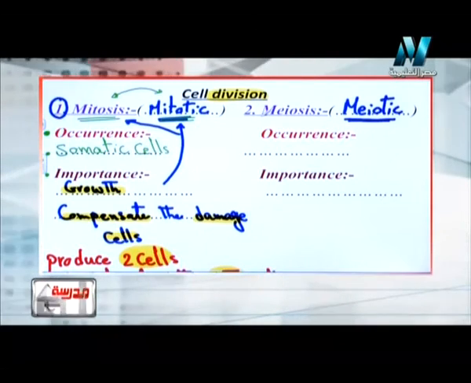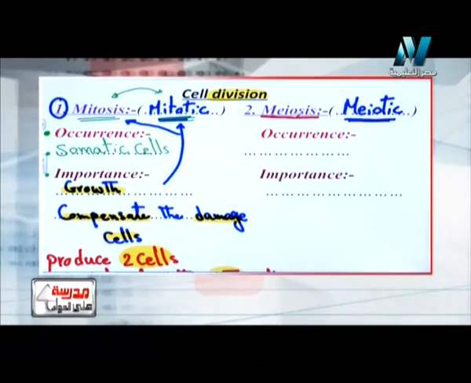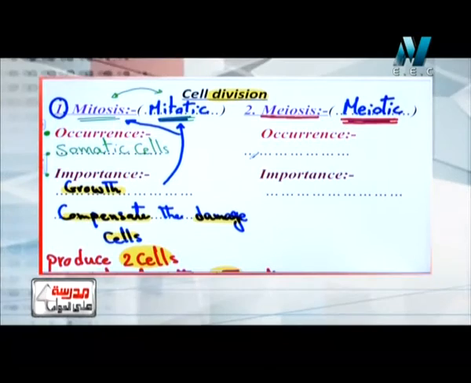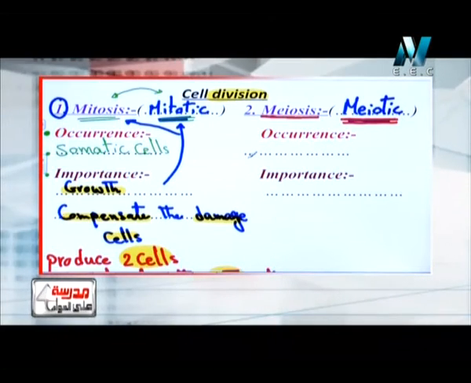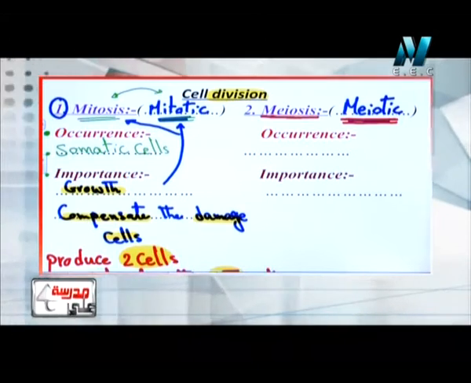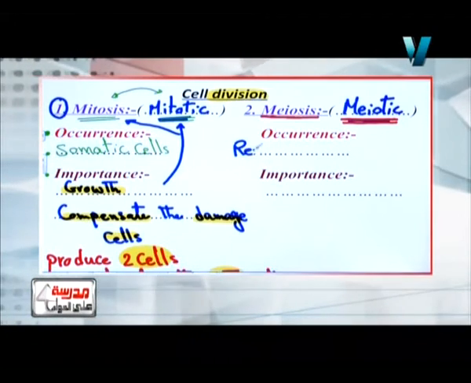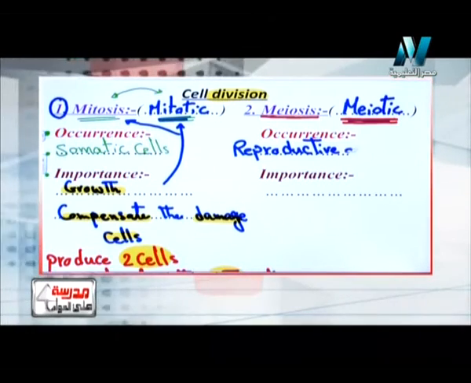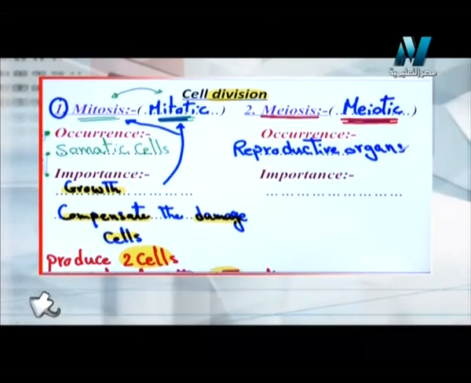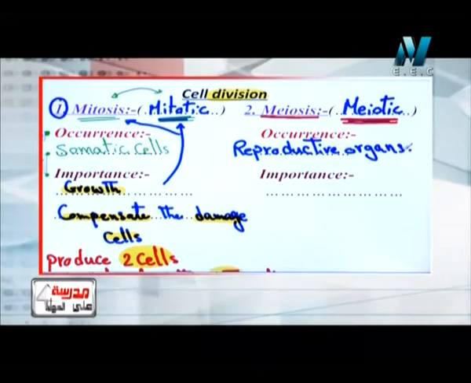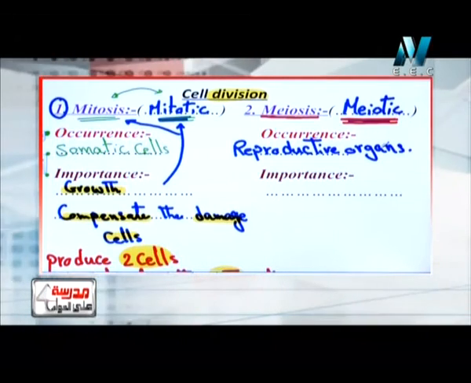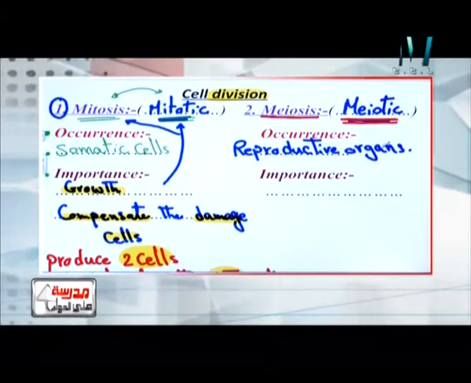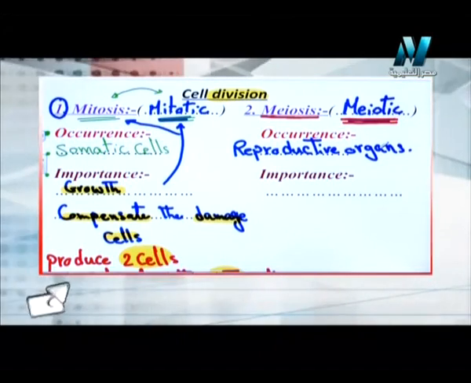At the same time we have another type of cell division. This division is called meiosis. It's called what? Meiosis or meiotic cell division. The occurrence of this meiotic cell division, where does it happen? In reproductive organs. In reproductive what? Organs. And we studied before in second prep, reproductive organs like what? Like testis in male, ovary in female.